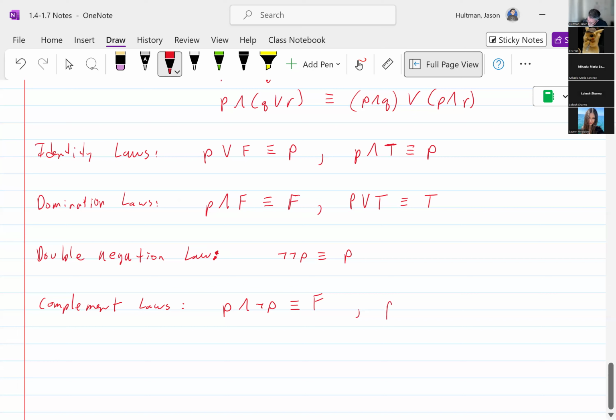Okay, if I take P or not P, one of those always has to be false and one of them always has to be true, but a true with an or statement is always true, right?